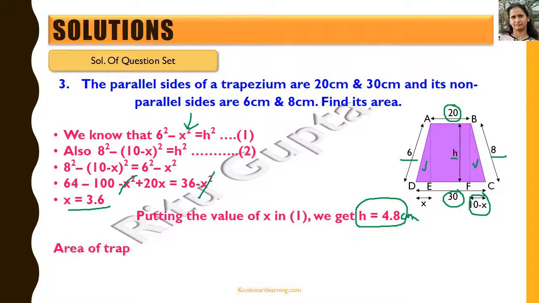Now we know the formula for the area of trapezium is half into the sum of the parallel sides into the height. So which is half into 20 plus 30 into 4.8. That comes out to be 120 centimeter square is the area of this trapezium.